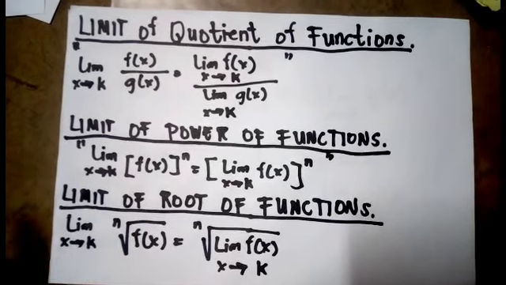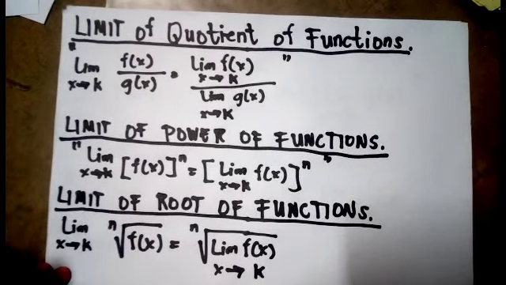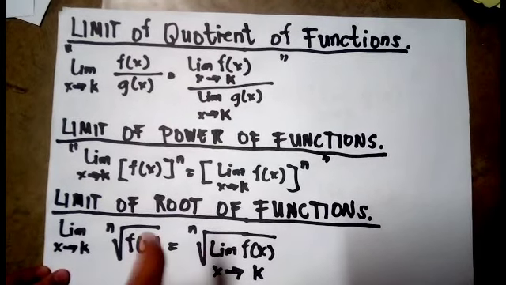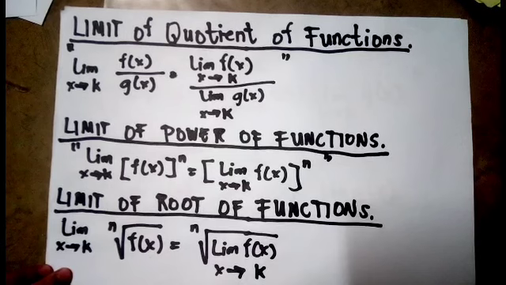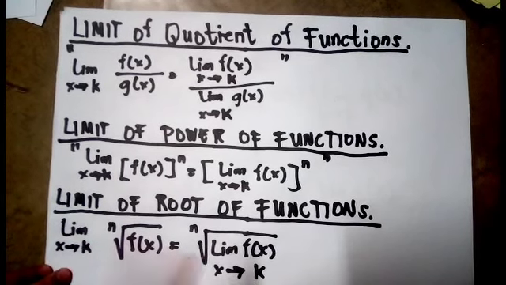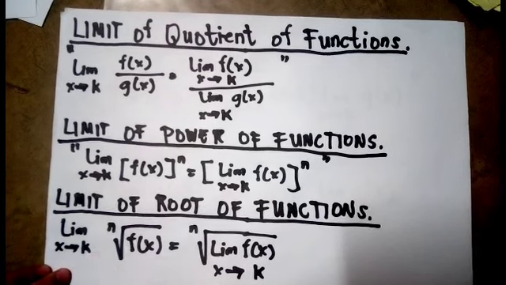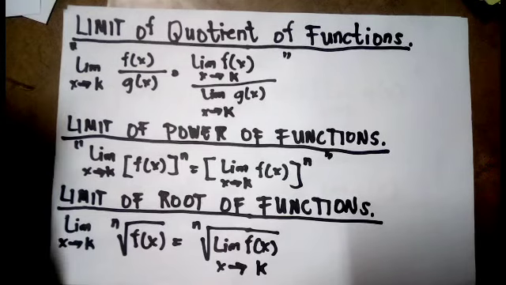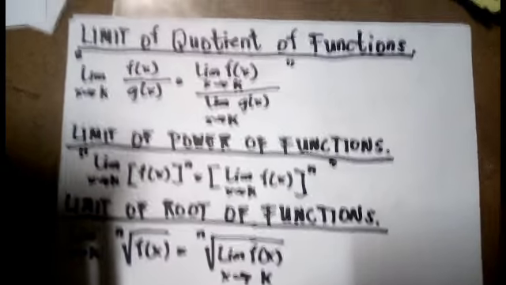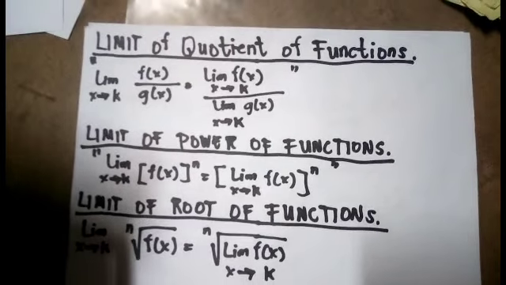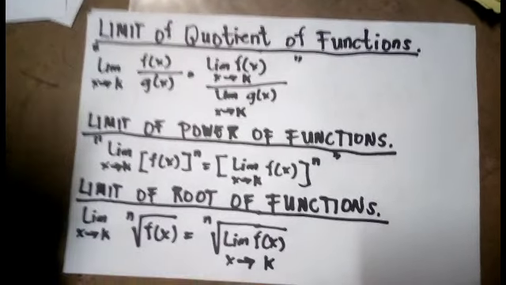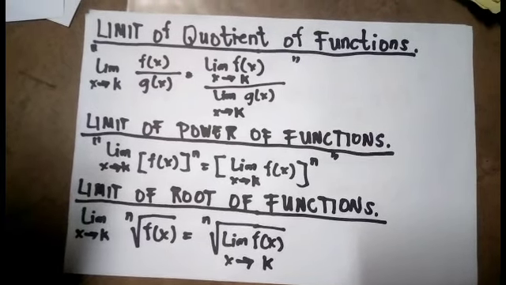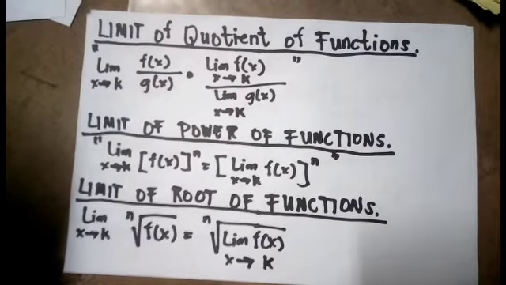Sixth theorem, limit of quotient of function. Limit of f of x over g of x as x approaches k equals limit of f of x as x approaches k over limit of g of x as x approaches k. In limit of quotient of function, the following steps can be followed. First, express the limit in expanded form by applying the limit of quotients theorem. Second, evaluate the limit of each function by applying the previously discussed limit theorems, then simplify.